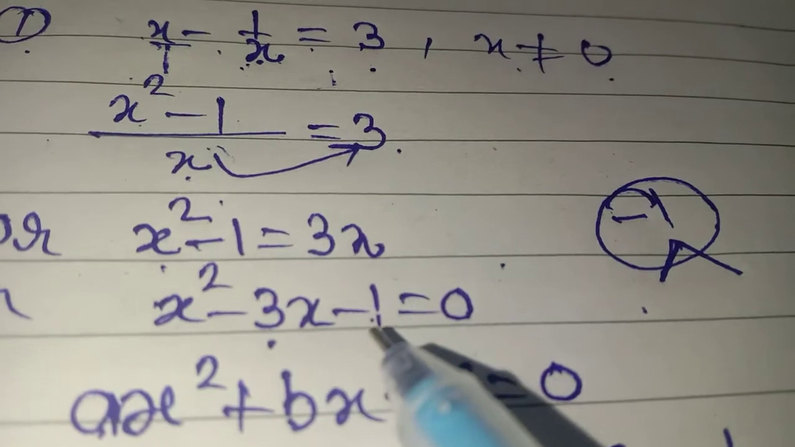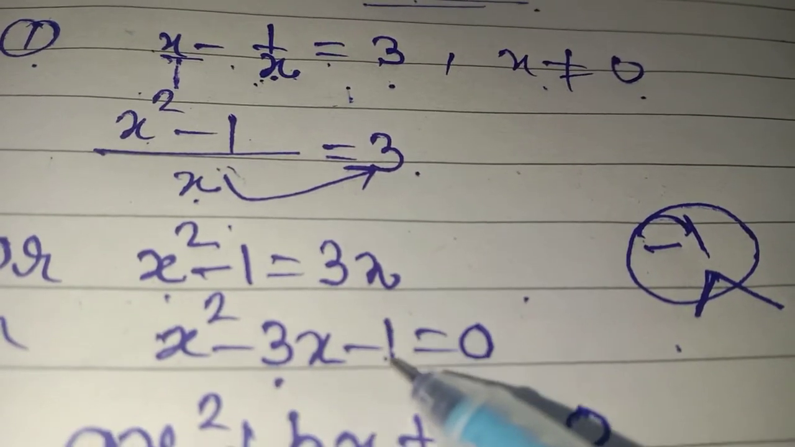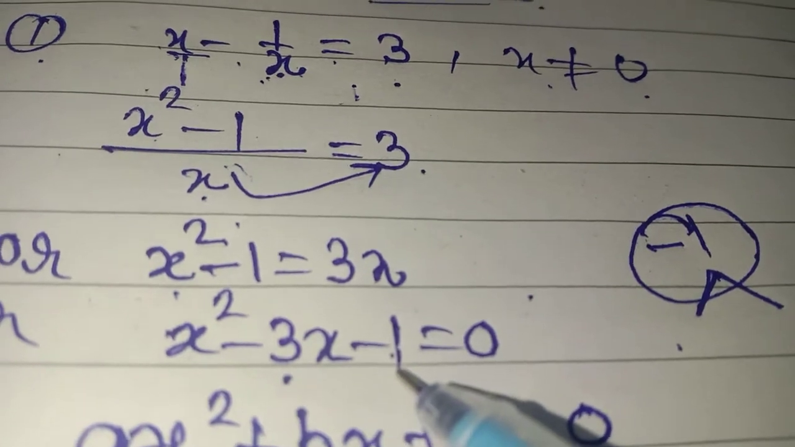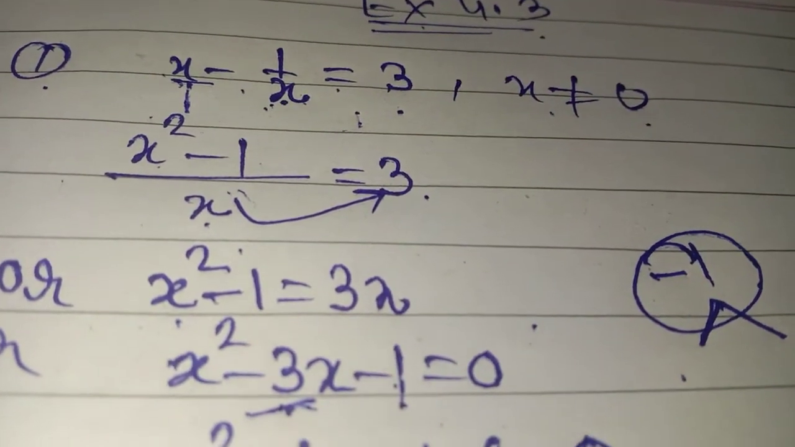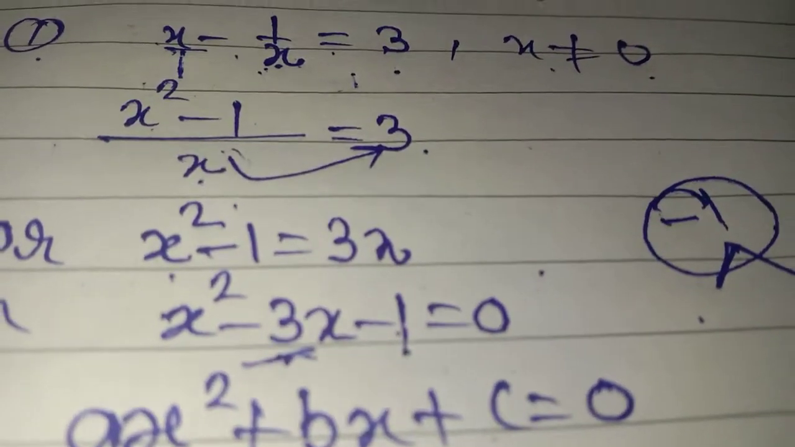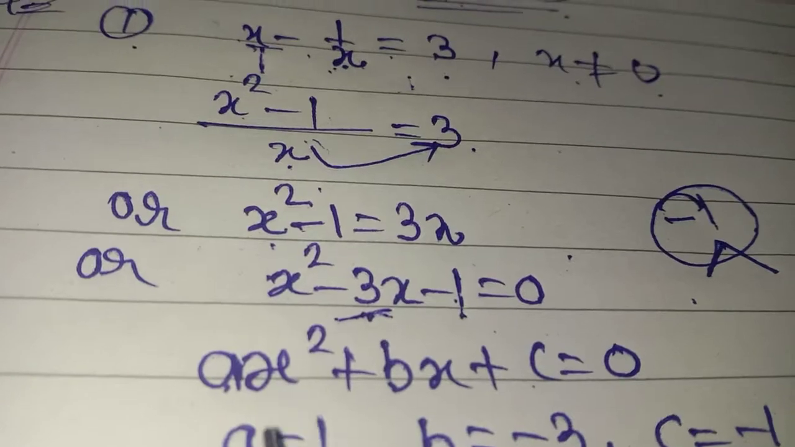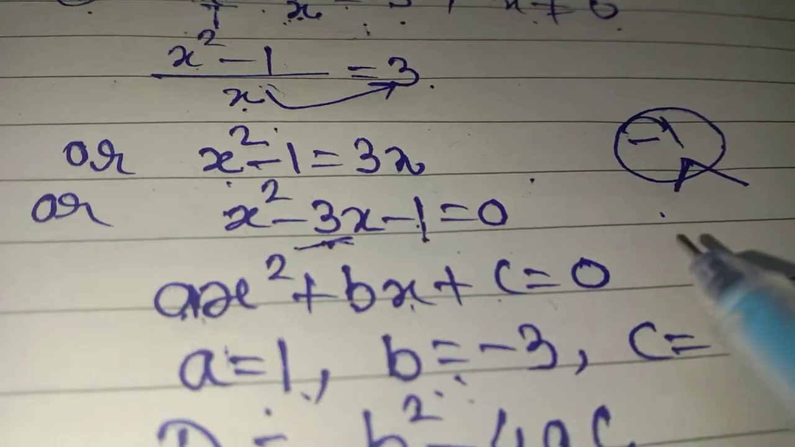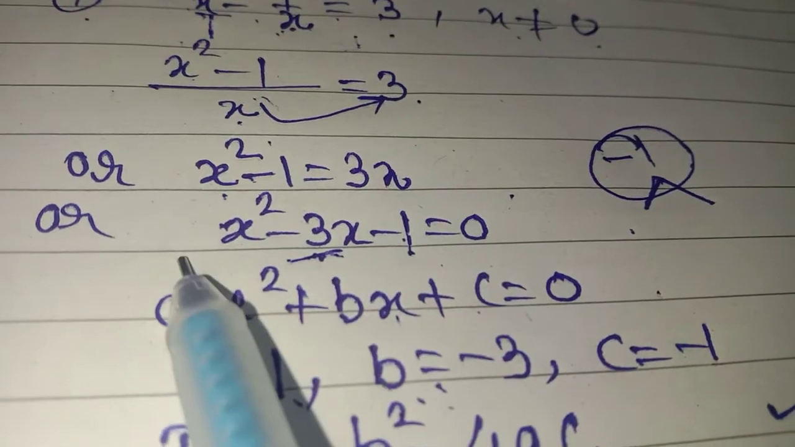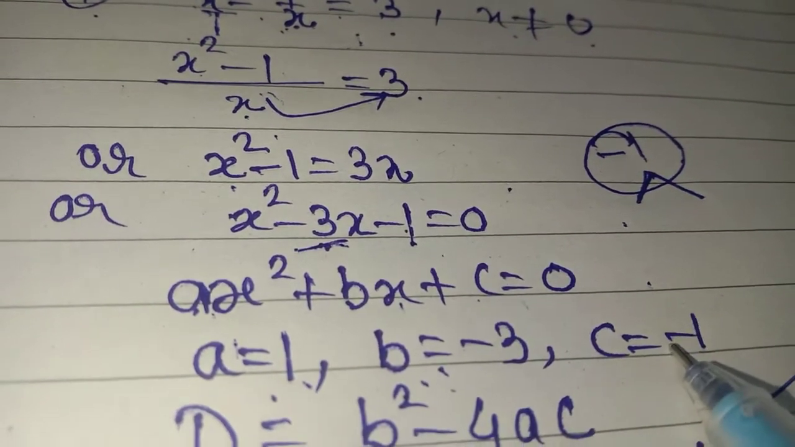As I told you, it is not always possible to find factors of the last term by the splitting method to get the middle term. So we are using the formula method. It was made by Sridhar Acharya, our great mathematician. How to do the formula method? It is compared with the standard form of the quadratic equation, ax square plus bx plus c is equal to 0. Here a is equal to 1, b is equal to minus 3 and c is equal to minus 1.